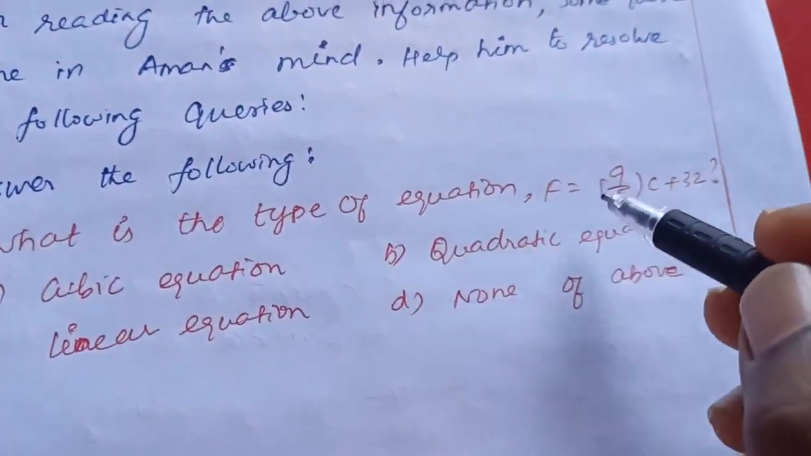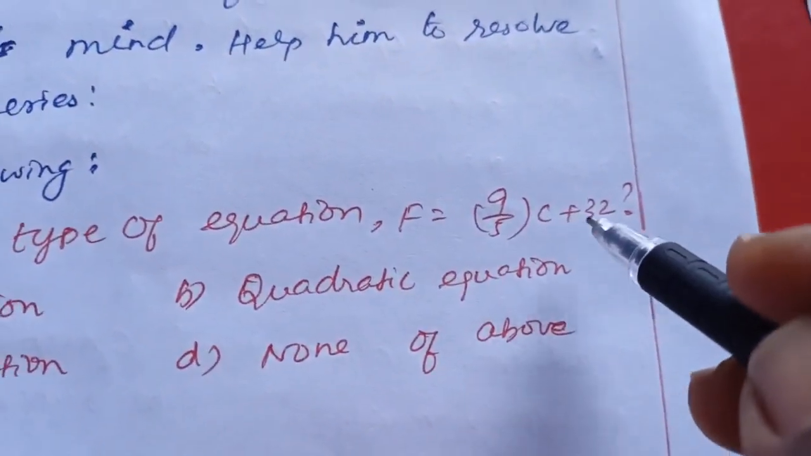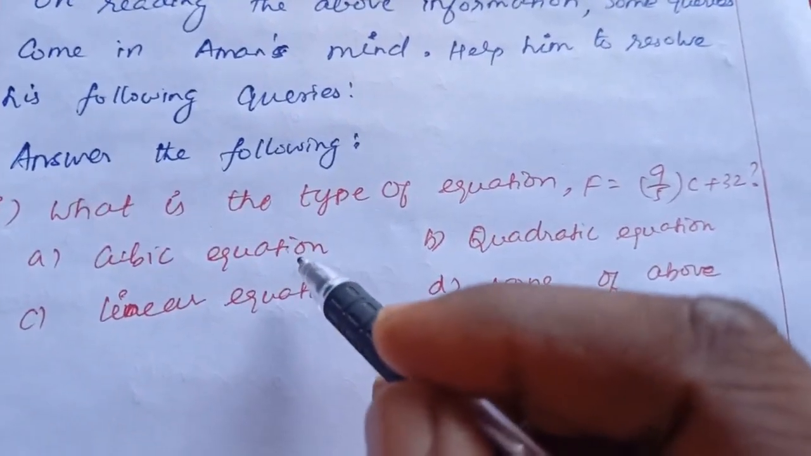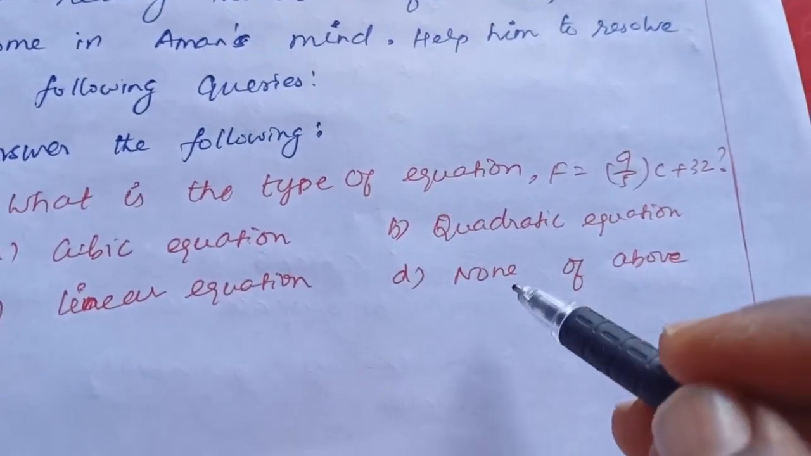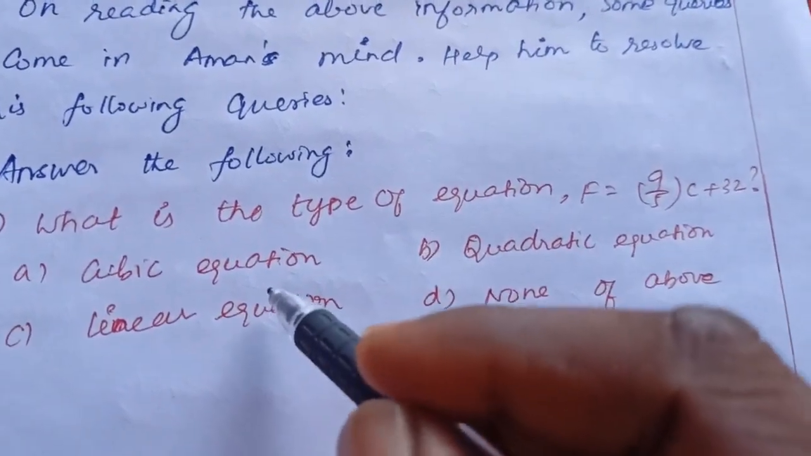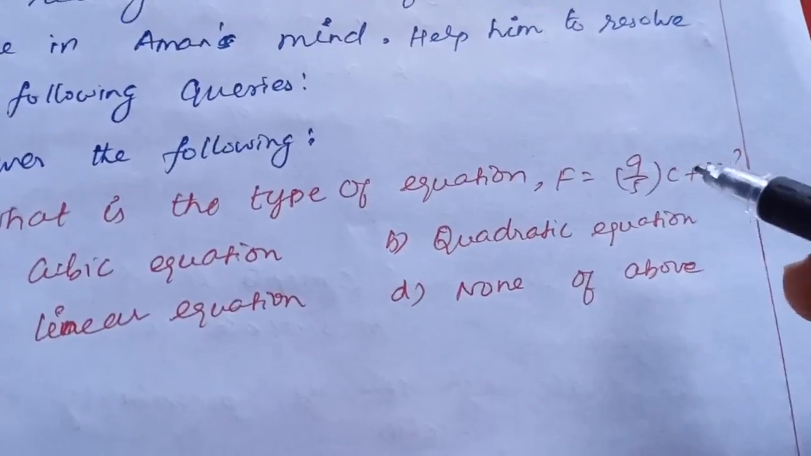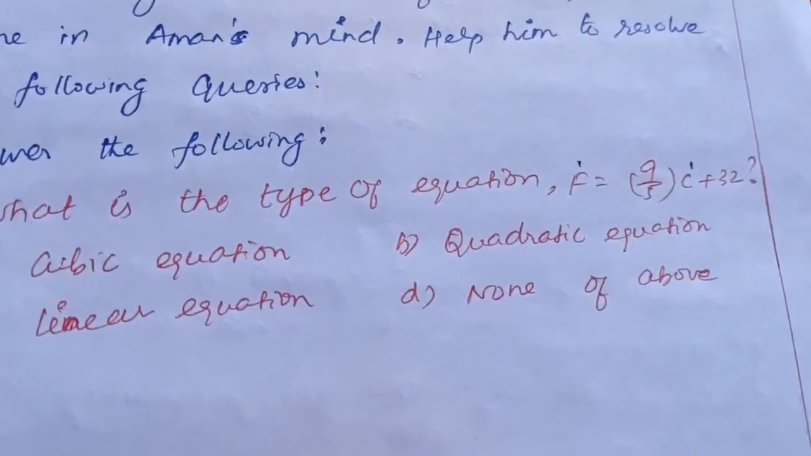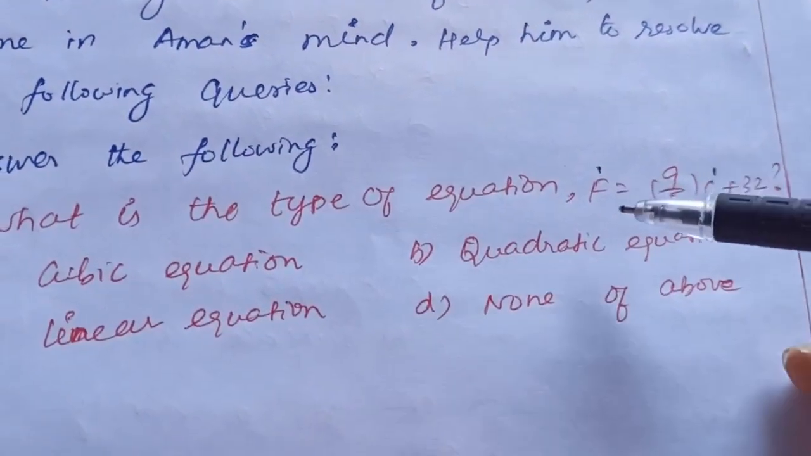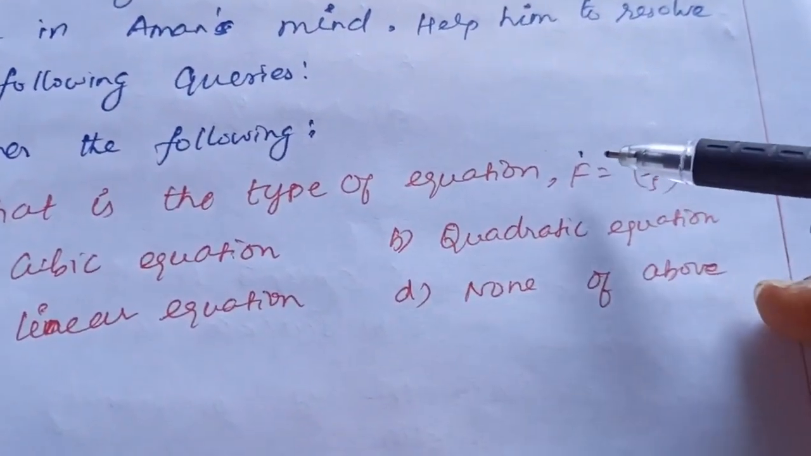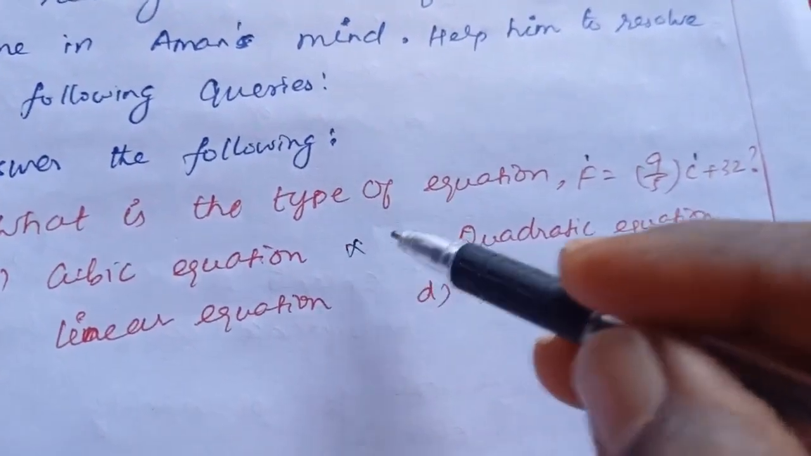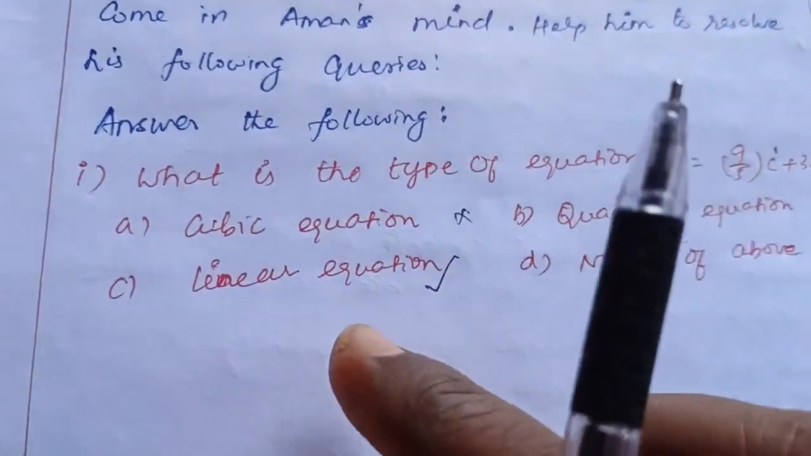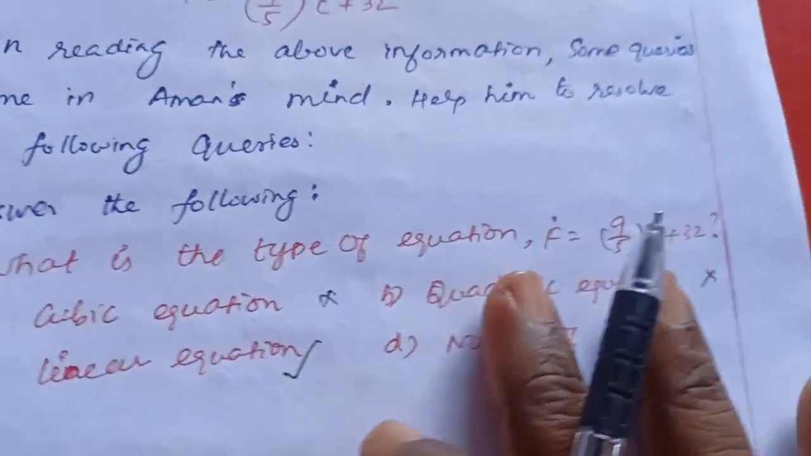What type of equation is F is equal to 9 by 5 into C plus 32? The options given are cubic equation, linear equation, quadratic equation, none of the above. Cubic equation means the highest power should be 3, but here the highest power is 1. Always check the variable power only. Here the variables are F and C only, so the highest power is 1. So cubic is not correct, quadratic is also not correct. Linear equation is correct. So the answer for this first question is linear equation.